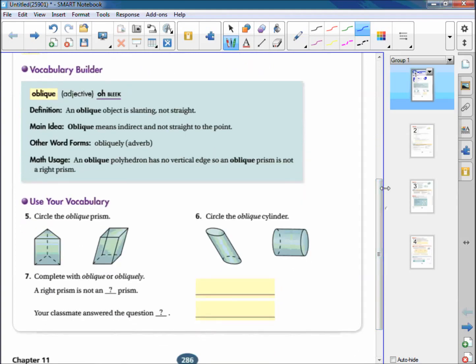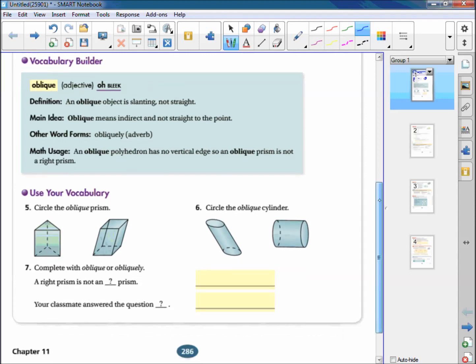All right, oblique. Oblique is a slanting, not straight object. Oblique means indirect, not straight to the point. So an oblique object is not straight up and down. Other words, obliquely is the adverb. So an oblique polyhedron has no vertical edge, so an oblique prism is not a right prism.